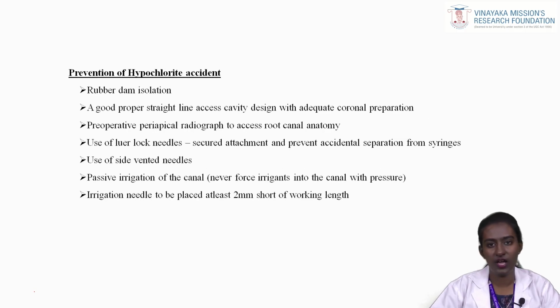How can you prevent this hypochlorite accident? You can isolate your tooth using a rubber dam. A proper straight line access cavity design with an adequate coronal preparation should be done. A pre-operative radiograph should be taken and adequately assessed in order to assess the root canal anatomy. Use of Luer-Lok needles with secured attachment will help you prevent accidental separation of the syringes. Use of side-vented needles. Passive irrigation of the canals. The irrigant should never be forced into the canal with pressure, and the irrigation needle should be placed at least 2 mm short of the working length.